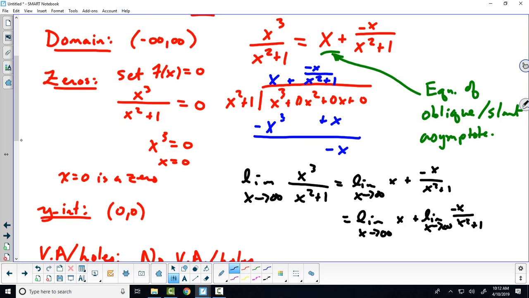I'm going to leave the first limit here unevaluated. So I did the long division. I've distributed the limit to both terms. I'm going to leave the first one unevaluated. What happens to the second limit?